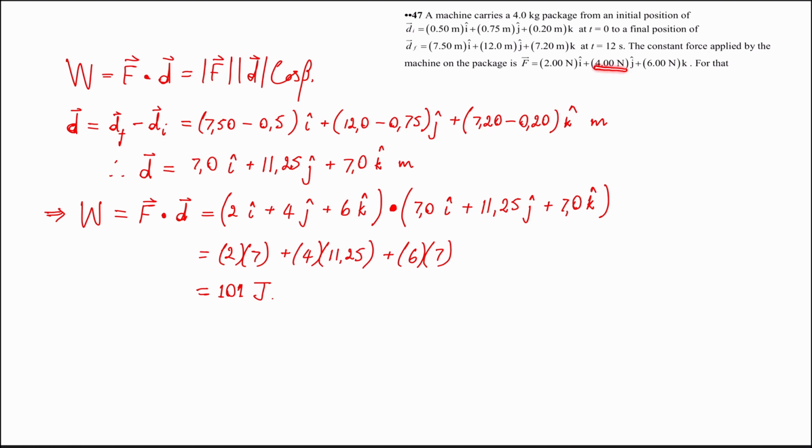On the j component, or the y component, the force is 4 newtons. Again, another constant. 4 will always be 4. And finally, in the z direction, or the k hat component, we find that this is 6.0. Again, 6 is just a constant number. So this suggests to us that this force is a constant force, even if these words were not included.